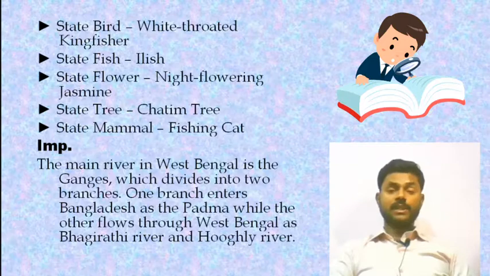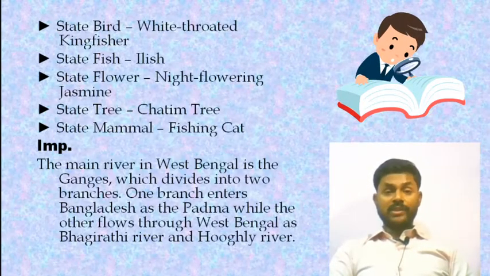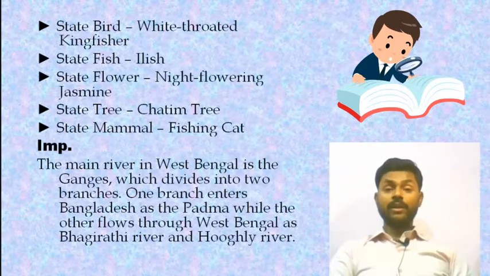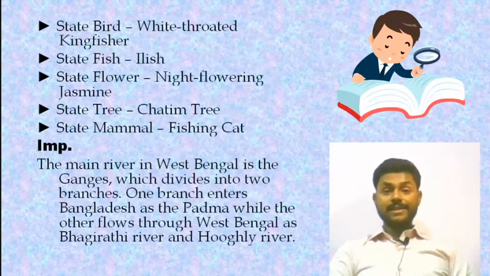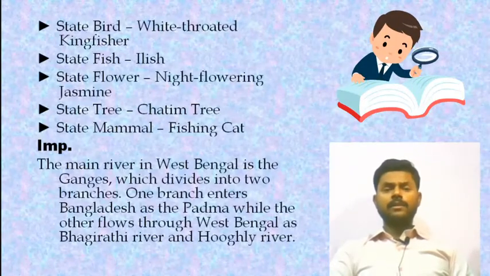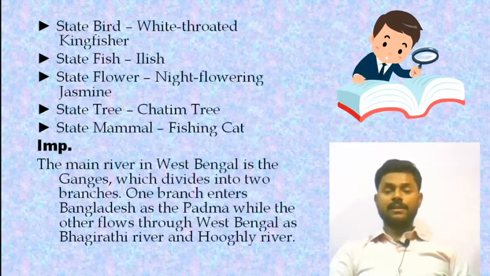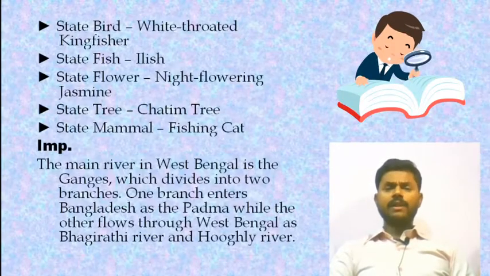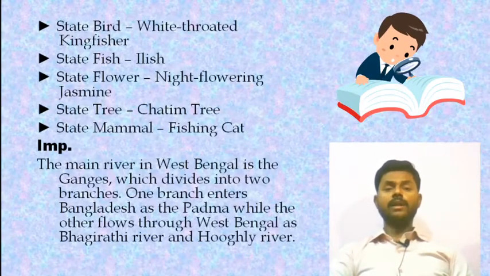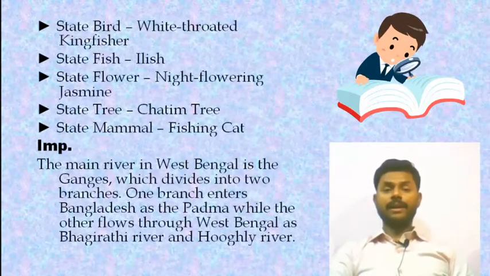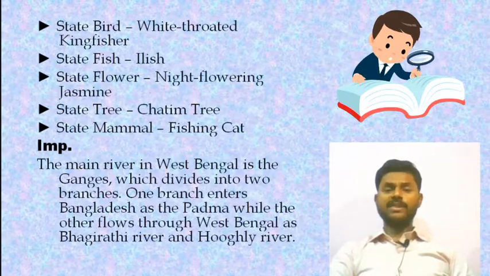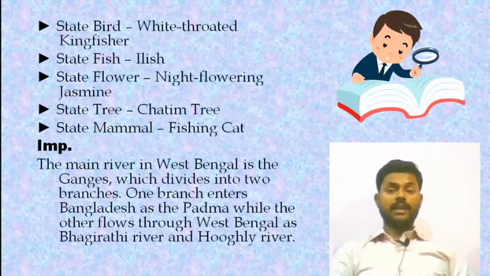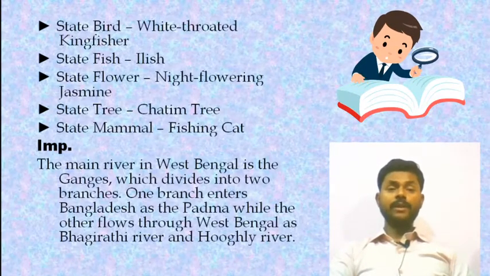One important piece of knowledge related to West Bengal is related to the river Ganga. So know about this most important knowledge related to West Bengal. The main river in West Bengal is the Ganga, which divides into two branches. One branch enters Bangladesh as the Padma, while the other flows through West Bengal as the Bhagirathi River and Hooghly River.